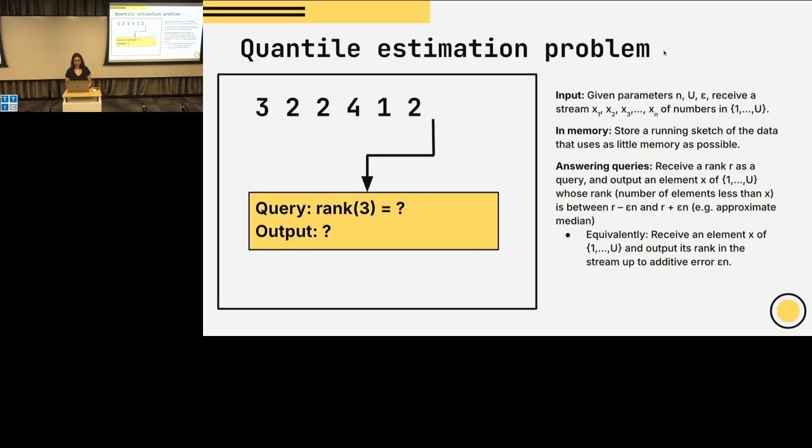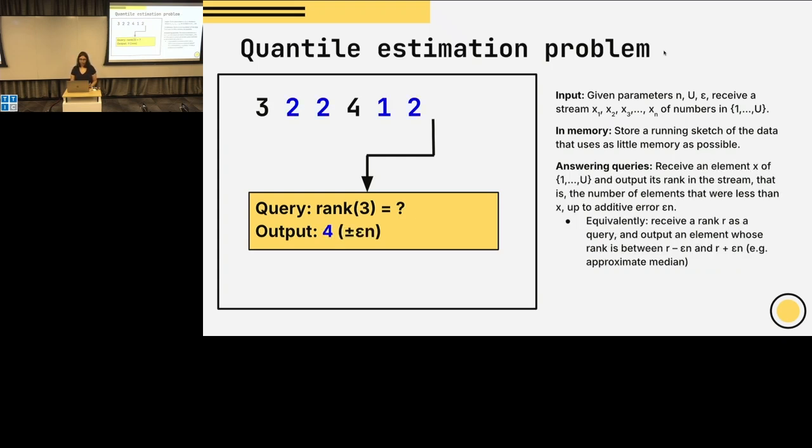Okay, great. So let's do an example. In this example, the stream is displayed here, and the goal is to estimate the rank of 3, i.e. how many elements are roughly less than 3. The correct answer is 4. A functional algorithm would output 4 plus or minus epsilon n. If epsilon were 0.2, you would be allowed to output 4 plus or minus 1. But if epsilon were 0.01, then because there are only 6 elements in the stream, you have to output 4 exactly. Does the model make sense?